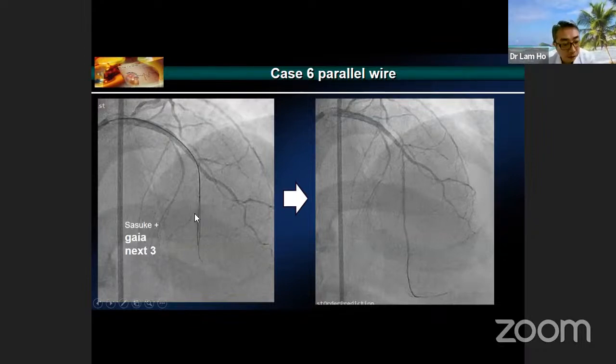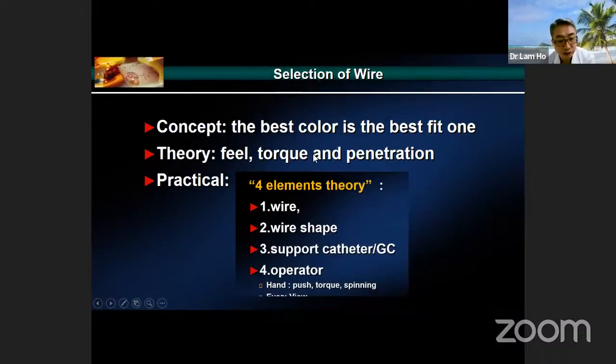For parallel wire, I will highly recommend Gaia Next V because you need to puncture from the false to the true lumen, puncturing some layer or some structure of the vessel. So you really need puncture penetration ability together with torque control. So puncture and then finish. So that is the summary of my talk about the selection of wire for Antegrade CTO.